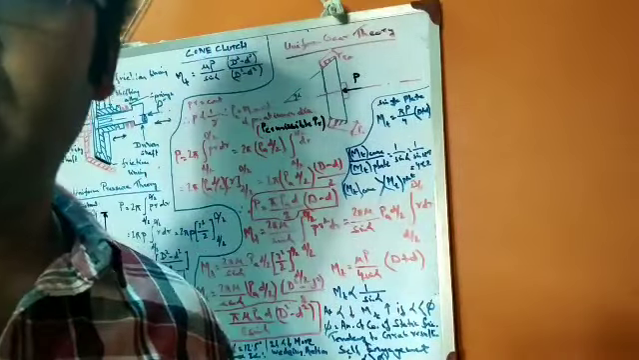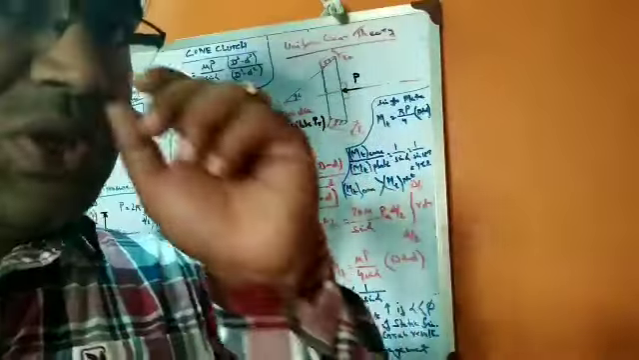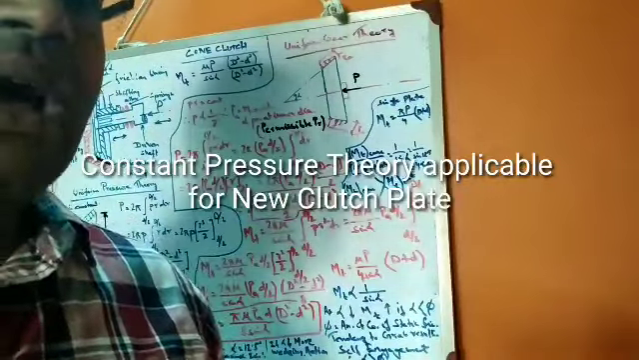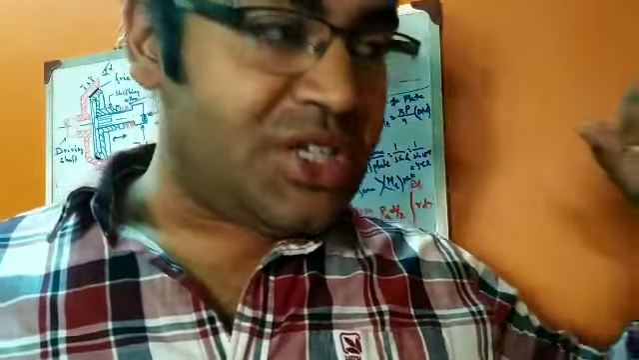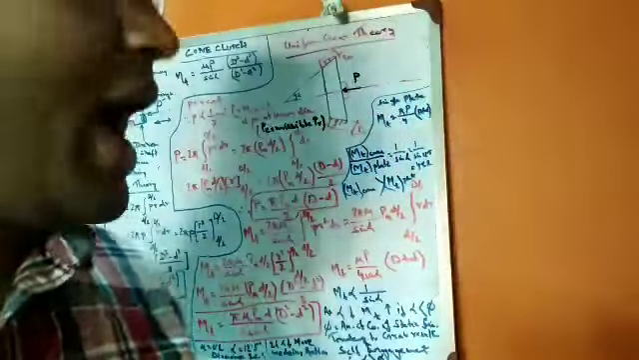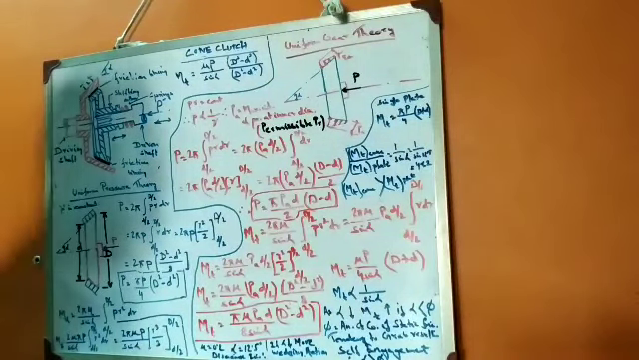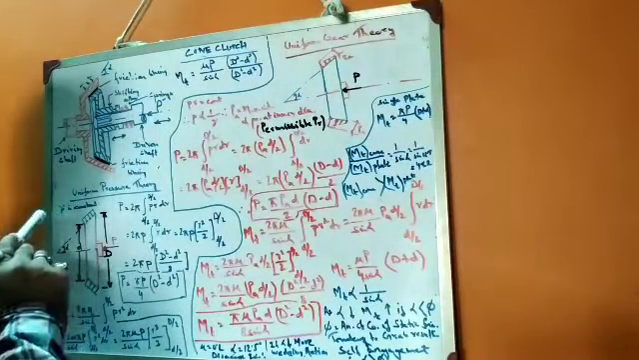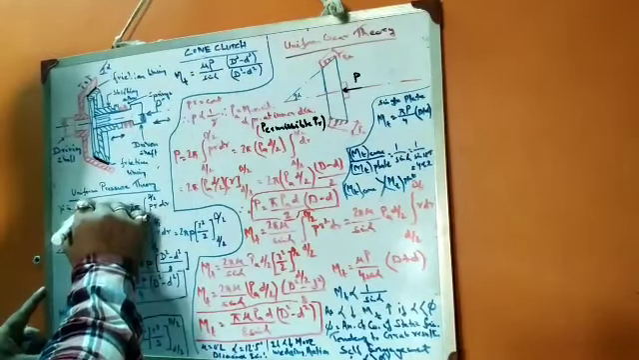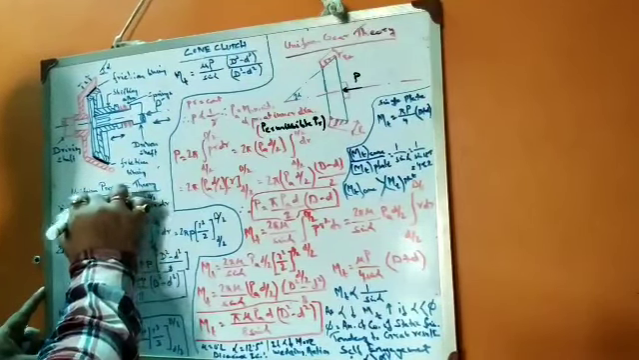suppose in an automobile vehicle you have replaced the clutch with a new clutch, then the theory applicable is the constant pressure theory, because it is assumed that the pressure is distributed thoroughly uniformly. So under that criterion we consider uniform pressure theory, where P is considered to be constant throughout.